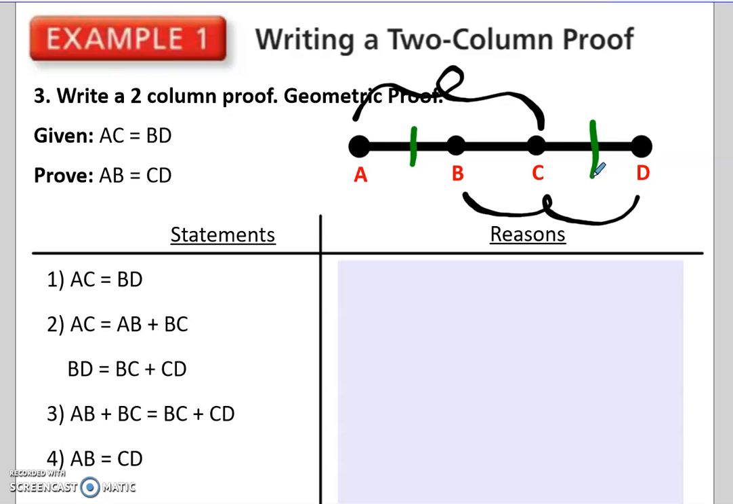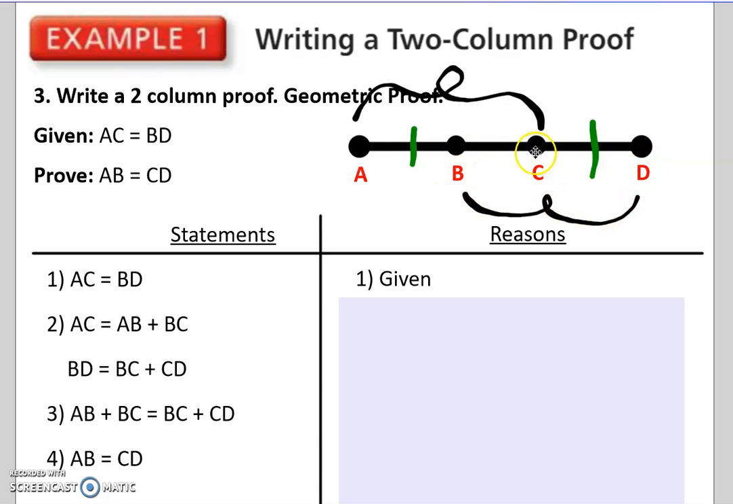Okay, we know the first thing they started with was the given, right? They told me AC was equal to BD. Now what they did, notice they broke it down a little bit. They said AC was equal to AB and BC, and they did the same thing for BD. They said BD equals BC plus CD.